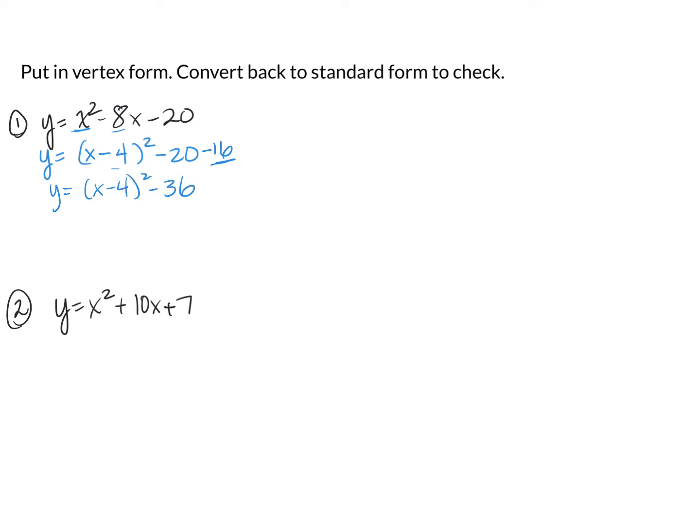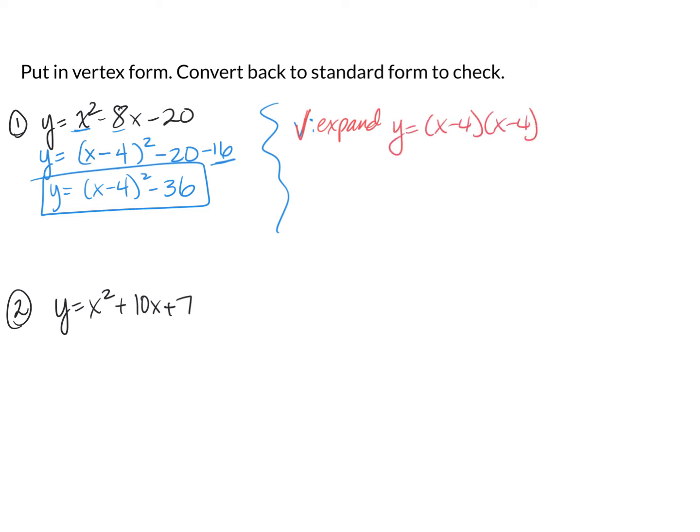All right, there's what I believe my answer is. Now I'm going to check it. And the way to check this is to expand it back out and see if it's true. So let's do that. y equals x minus 4 times x minus 4 minus 36. Let's see if it comes back to the original equation. So when I FOIL this, I get x squared minus 8x plus 16 minus 36, x squared minus 8x minus 20. And sure enough, that is the original equation I had, so I did it correctly.